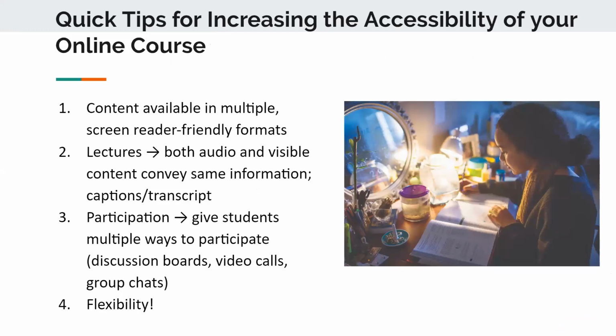Here are some quick tips for increasing the accessibility of your online course. First, make sure content is available in multiple screen reader-friendly formats. Second, for recorded lectures, both audio and visible content should contain the same information, and captions or transcripts should be provided. Next, allow students to participate in multiple ways. Some ideas include having video conference calls, online discussion boards, or a class group chat through platforms like GroupMe.